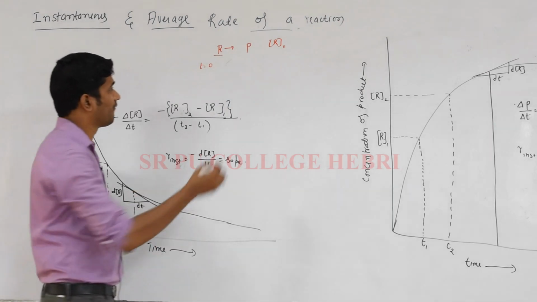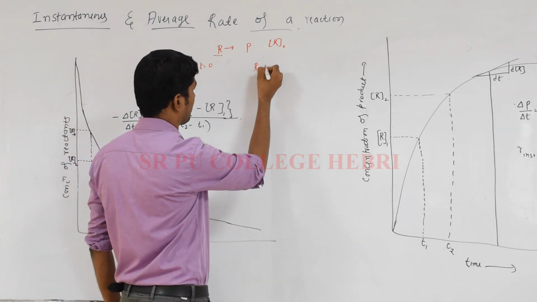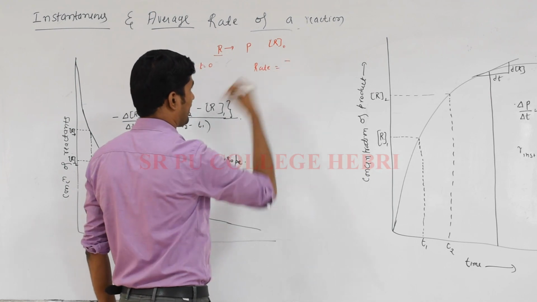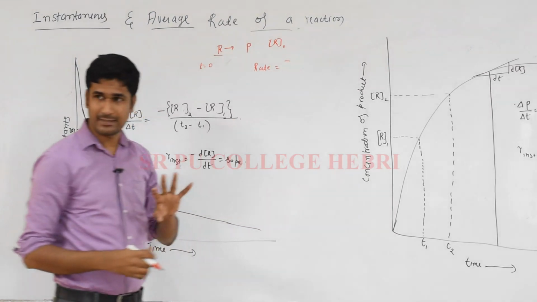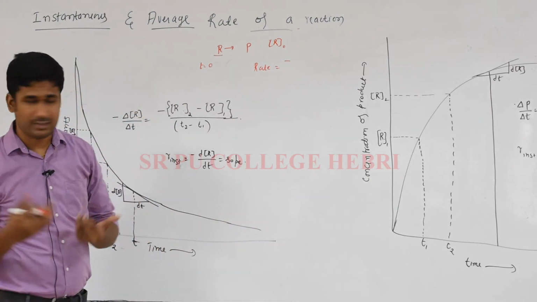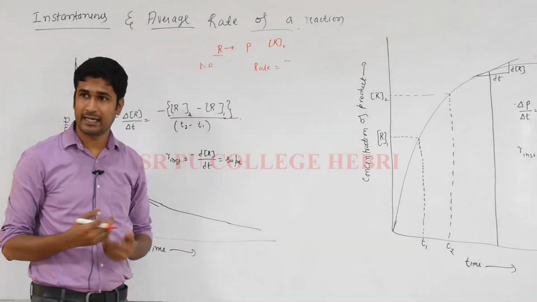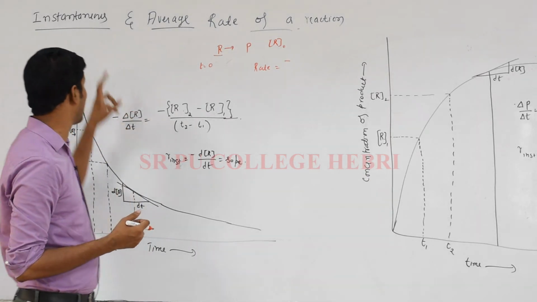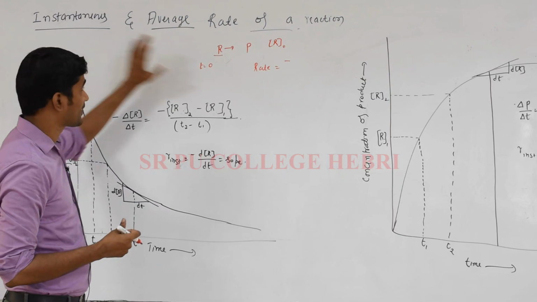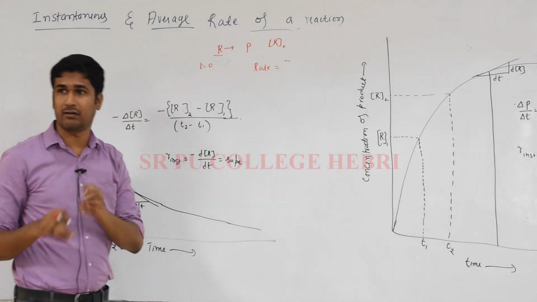That's why, while writing the rate of a reaction in terms of reactant, we put a minus sign for reactant and a plus sign for product. Minus indicates the concentration of reactant decreases, and plus indicates the concentration of product increases. Now let us see what this instantaneous rate is. Instantaneous rate means the rate at any particular time.